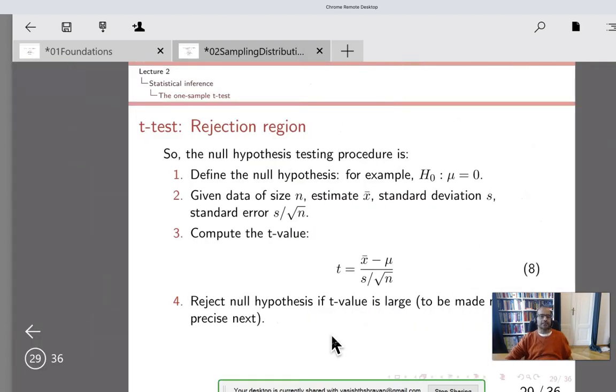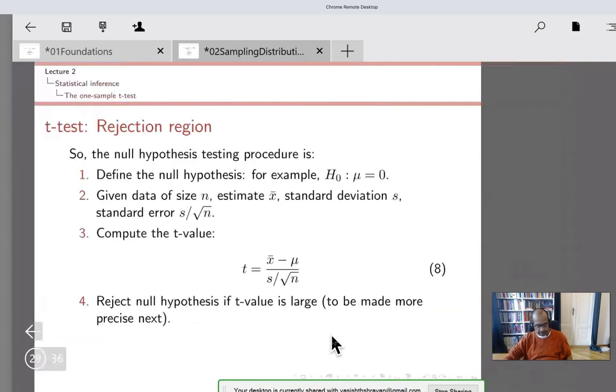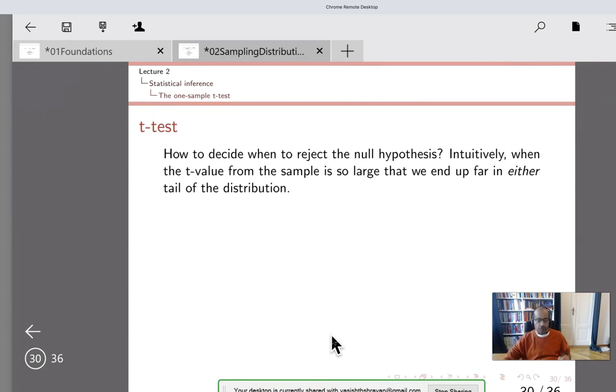So the way the statistical null hypothesis testing procedure will work is that I will set up a null hypothesis that my true mu has some value, let's say 0. Then given my sample size n, I will estimate the sample mean and the sample standard deviation, and estimate the standard error from that standard deviation and sample size. Then I will compute the observed t value, which is equation 8. And then I will reject the null hypothesis if the t value is large. Okay, so what does it mean for t to be large? We'll just decide that, so we now define what it means for t to be large.